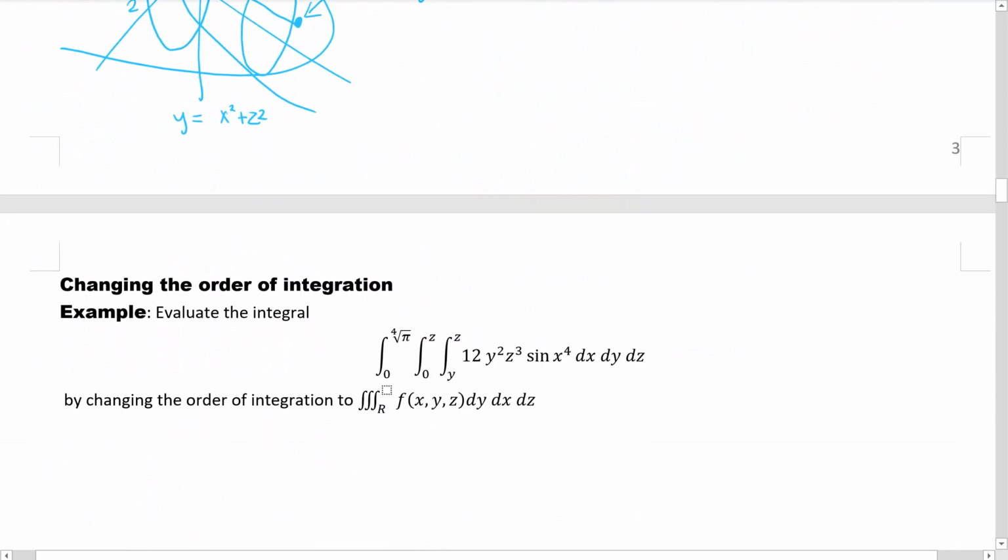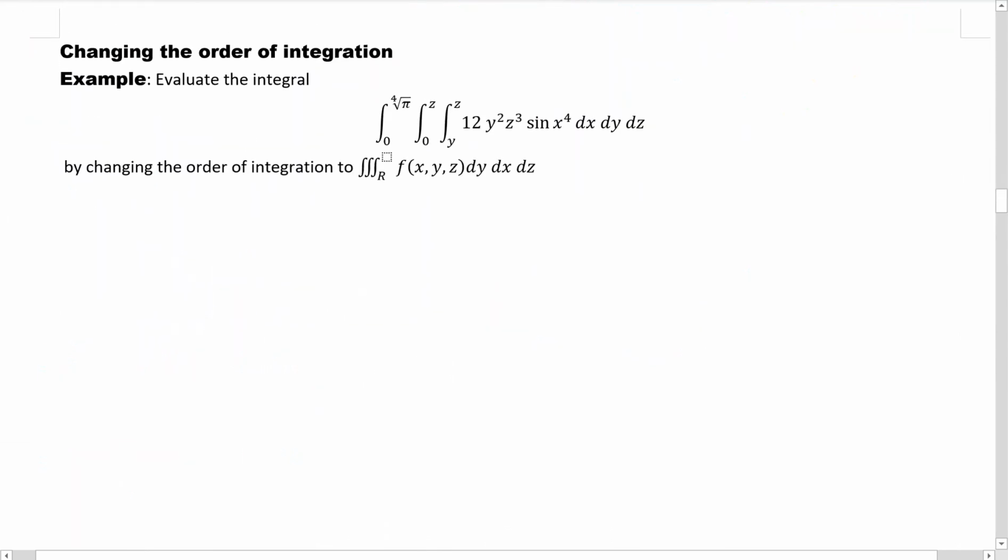Alright, let's continue. In the previous examples, we are given the information, the surface, and we draw the picture, and then we set up the triple integral. Let's look at this example. We actually are given the triple integral, but we need to change the order, which means based on the information of this triple integral, we need to draw the solid. And then, based on the solid, we can change the order of integration.